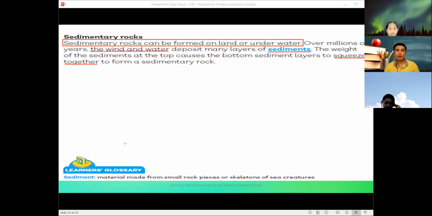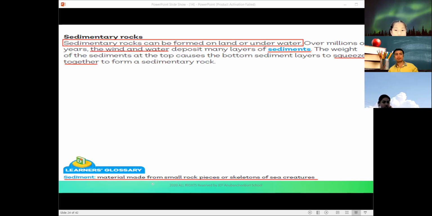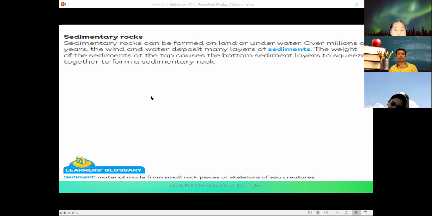I think I explained already what sediments are, but according to your book, sediments here can be a skeleton, which means a bone of an animal, or small pieces of rocks. And as I have said, it can be sand, mud, soil, whatever. We can call it sediments. And when this goes down to the bottom of the ocean and is squeezed together, it will become a sedimentary rock. So let's proceed.